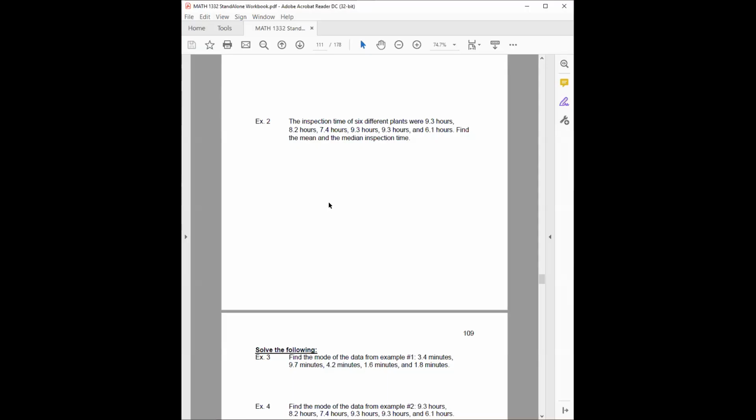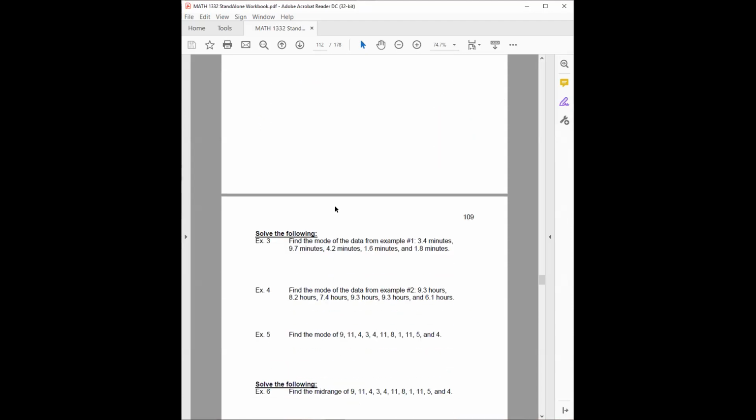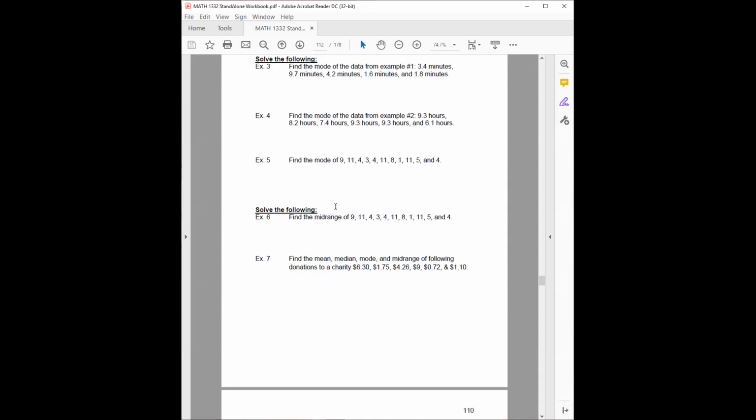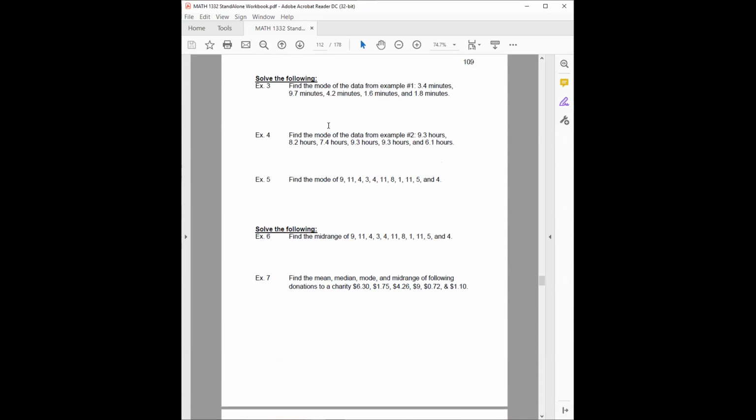Okay, so number 2, find the mean and median. So you'll do the same, plug in these numbers, and calculate one variable statistics. Okay. Now mode is the value that appears the most number of times.